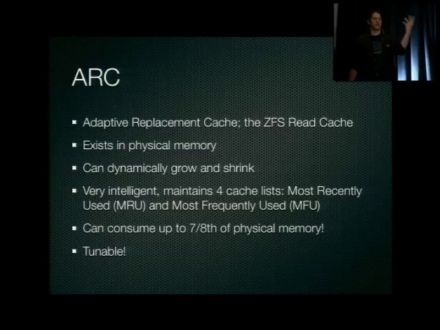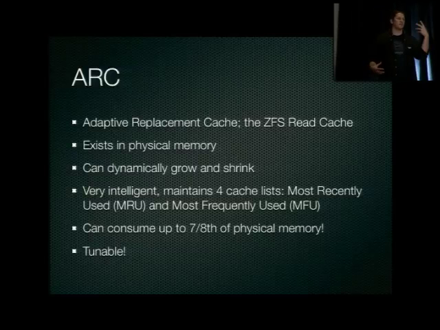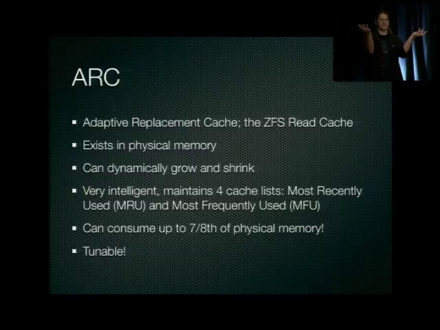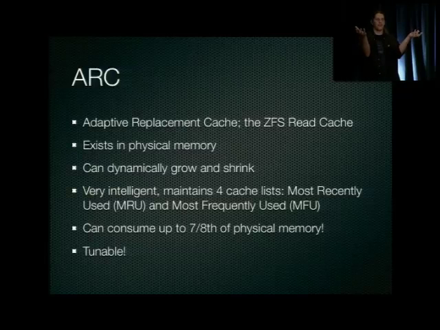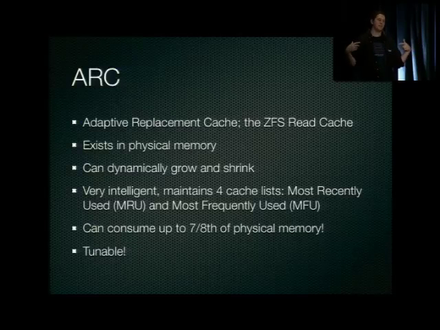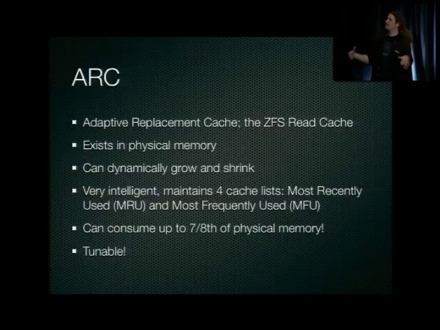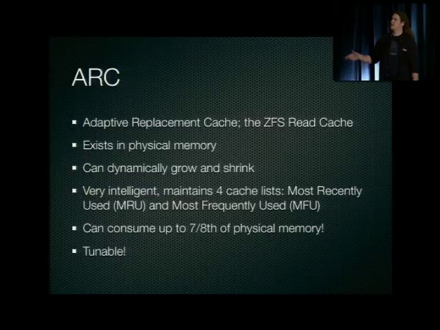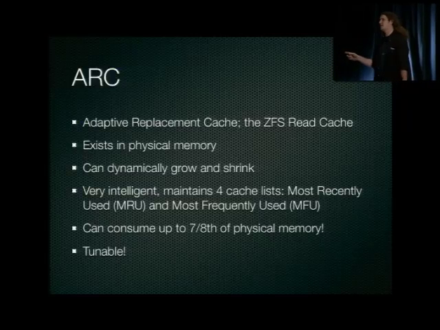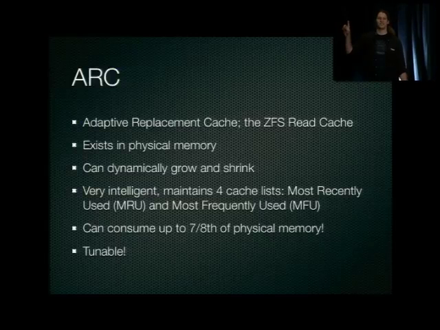So it knows what it's recently been asked for, what it's being asked for repeatedly, and the equivalent of those 2 lists of what it is being asked for that I actually kicked out. So it knows what it has, how often it's being asked for, and what it doesn't have but keeps getting asked for. So it's a very, very intelligent cache. And here's the fun part. It can consume up to 7/8 of physical memory.